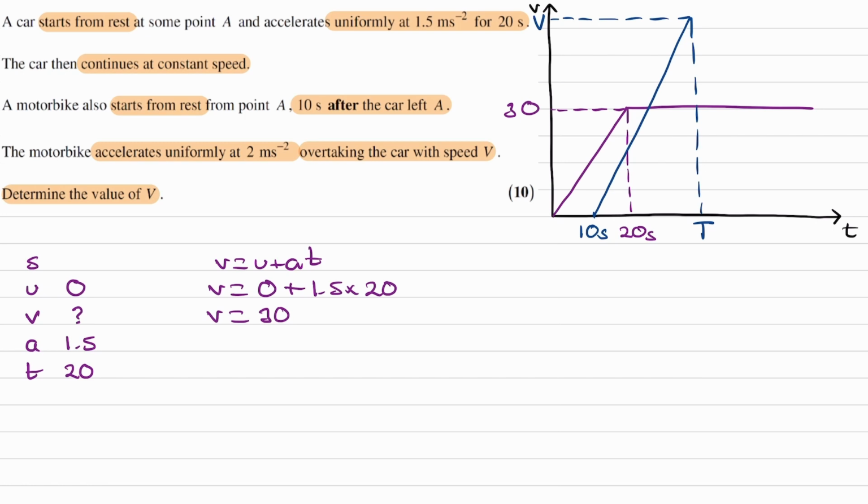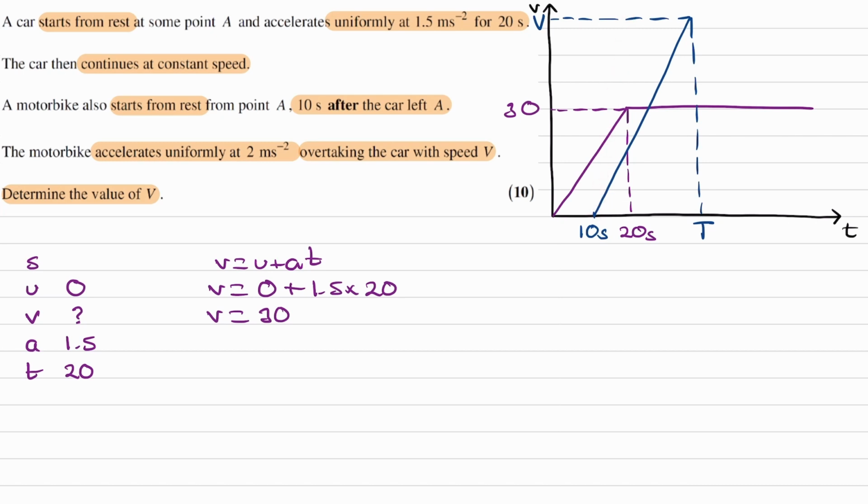Okay, so how do we know that the motorbike overtakes the car when the car is traveling at a speed of 30 meters per second? How do we know that the graph looks like this as opposed to the line being steeper and crossing the velocity time graph for the car during this phase, so between 0 to 20 seconds? So how do we know that our line doesn't look like this?